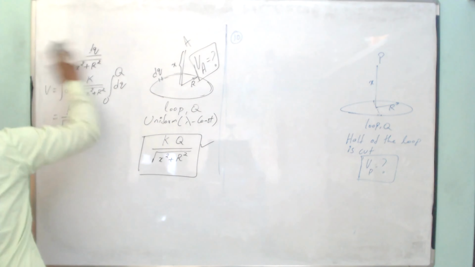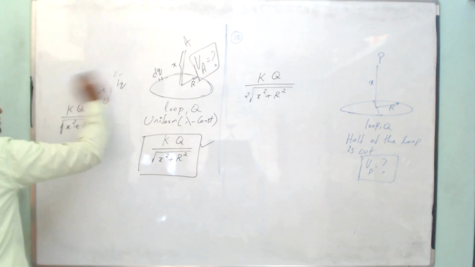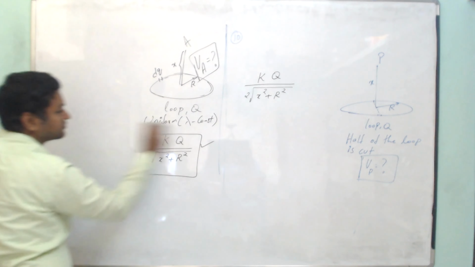It will be half of the value. Basically, it will be K, because integration from 0 to Q by 2, x square plus R square, right? Yes, sir. Simply it is half because it's a scalar. Potential is a scalar, and lambda is also constant everywhere, so we are not worried.